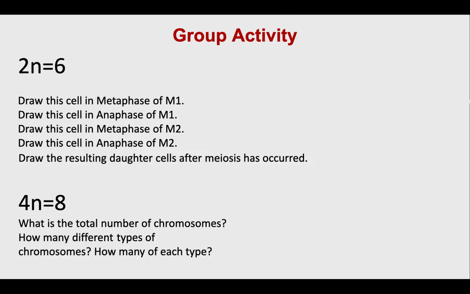All right, so hashtag nailed it here. Thank you, Allison. Thank you, Rachel. So if we have 2n equals 6, what is the ploidy? What is the ploidy of this cell? Is it haploid? Is it diploid? Diploid. Yes. So it is diploid. 2n equals diploid. If I said n equals 6, then it would be haploid.